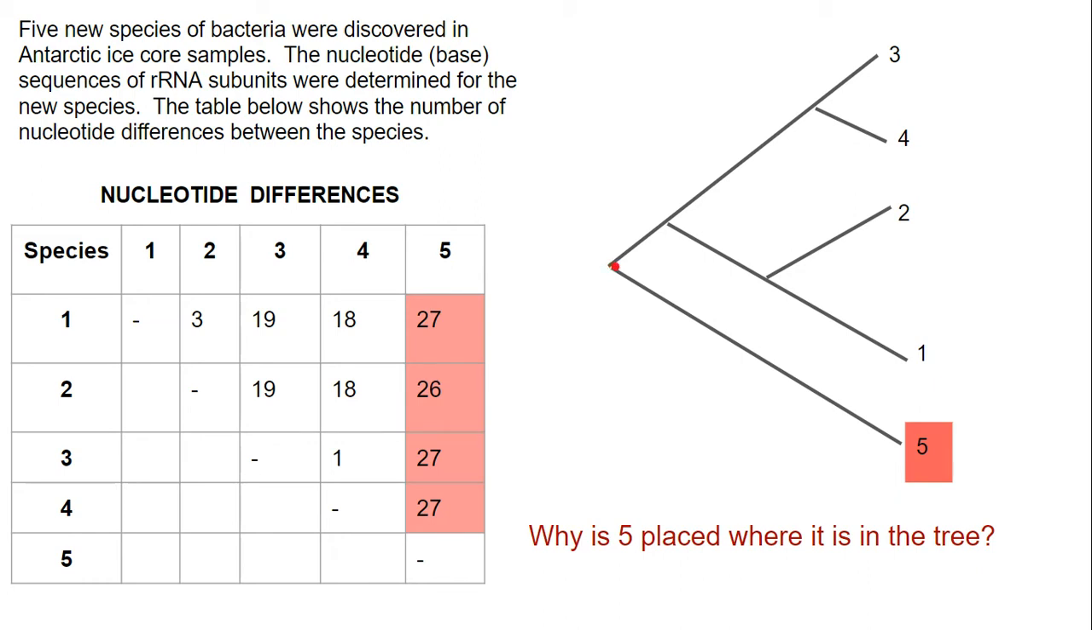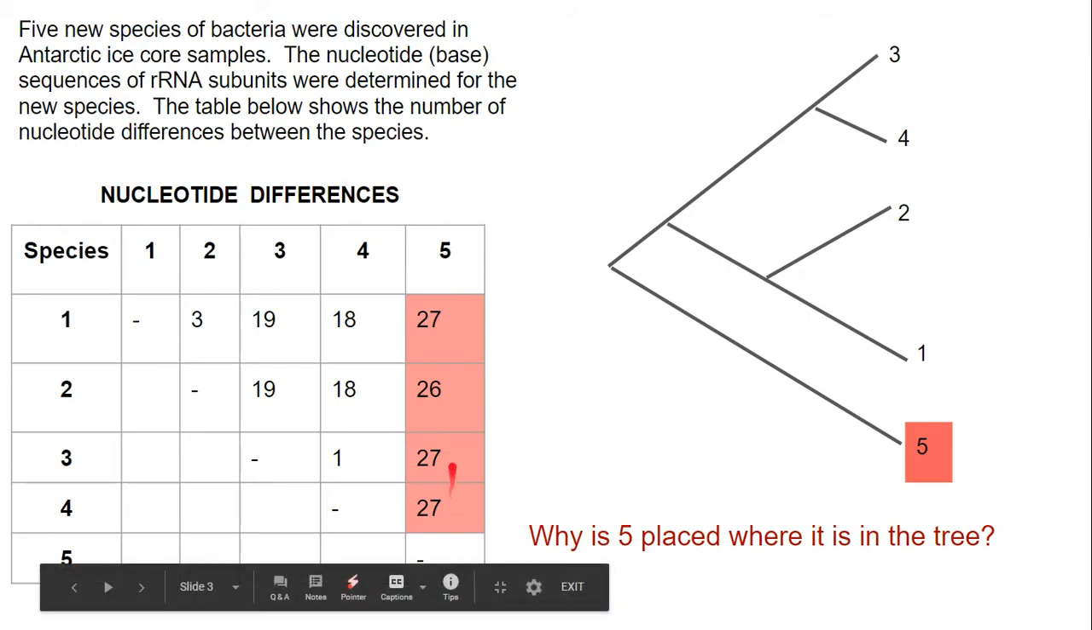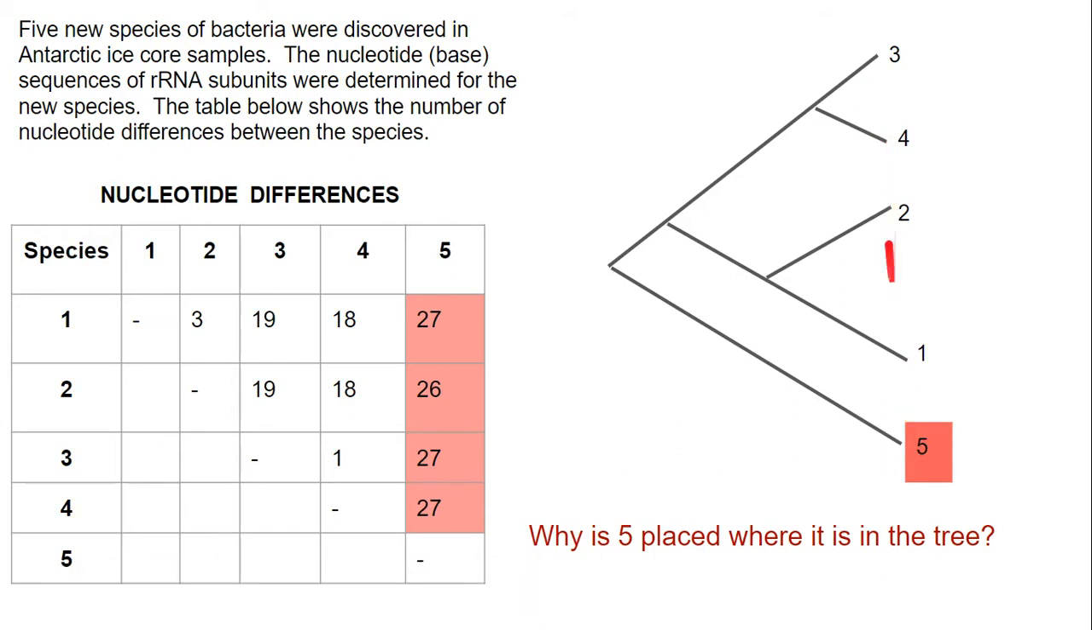Now, 5 branched off from the last universal common ancestor first. And how do we know that? First of all, it's not connected to the other ones. It's branching furthest away. Why is it where it is? Well, when we look at the numbers of differences here, all of these are big numbers. There's not any little ones here. Okay, they're all big, which means that it's not very related to any of these.